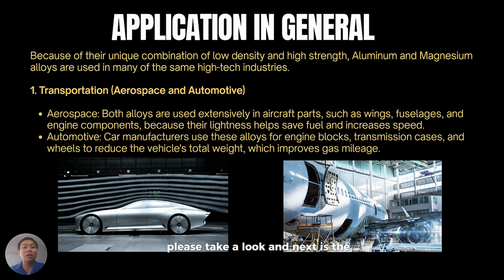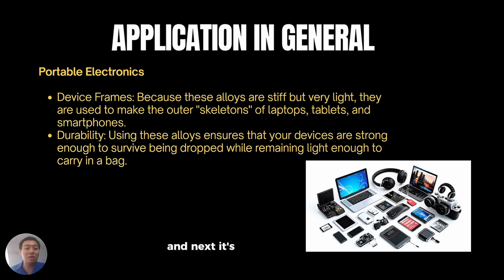And next is the important part, which is the application of the magnesium aluminum alloy. First, we will use it in transportation, in aerospace and automotive, as the magnesium and aluminium alloy is lightweight so that it can support it. And next is use in portable electronics because of its lightweight and also high durability.